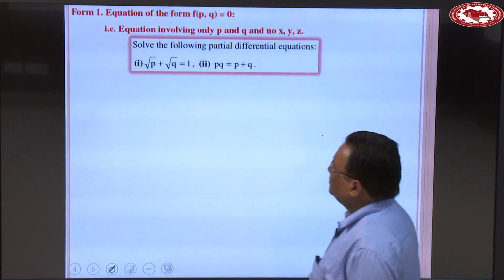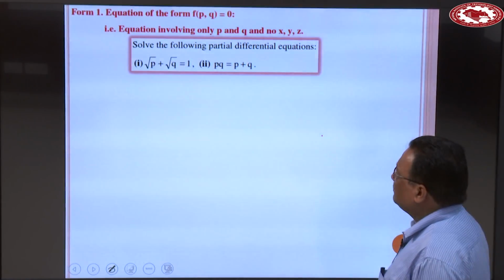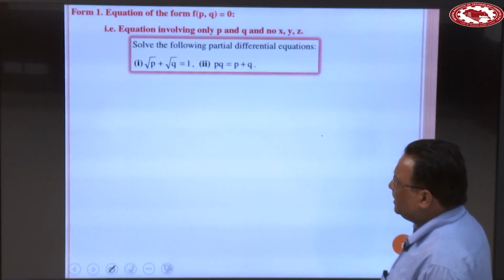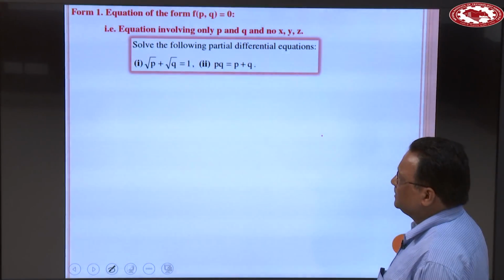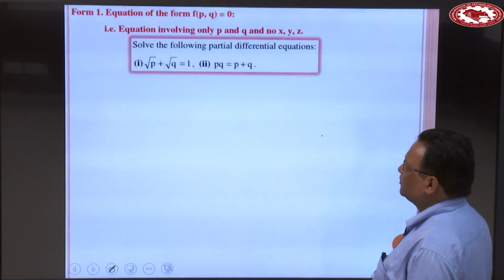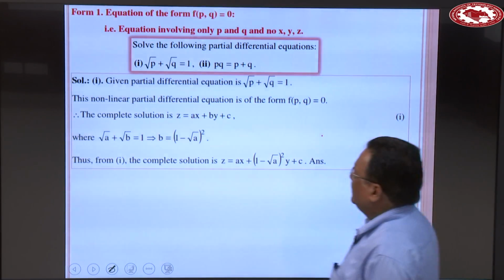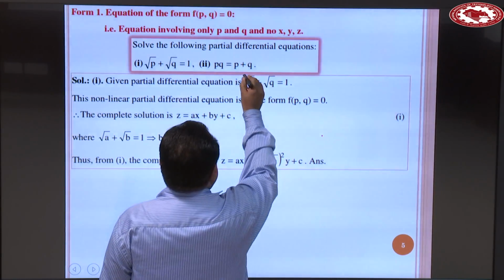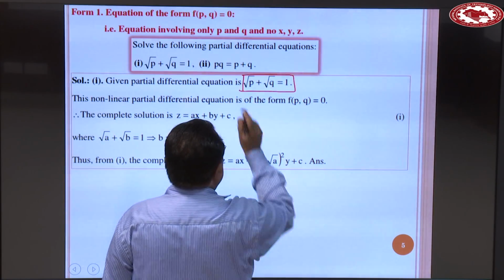So solve this problem. Solve the following partial differential equations: first, under root p plus under root q is equal to 1, and second, pq is equal to p plus q. Now see, the given differential equation is this. This one is the given differential equation.